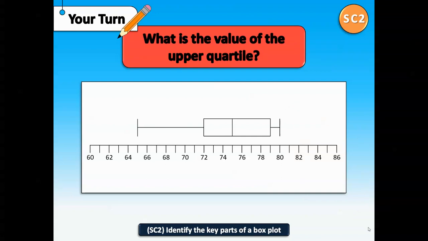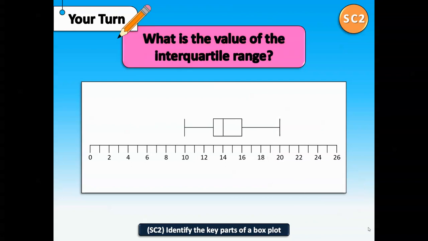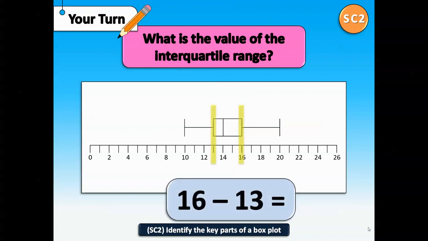What is the value of the upper quartile? Well, the upper quartile is this part of the box plot, and that's 79. What is the value of the interquartile range? So for that, we need to do the upper quartile take away the lower quartile. So that's 16 take away 13, which is 3. So the interquartile range is 3.